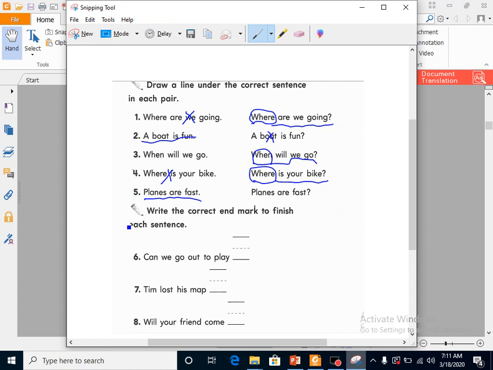Write the correct end mark to finish each sentence. So we will just have to put a mark at the end of each sentence. Period or question mark. Let's read number six. Can we go out to play? Can you answer this one? Yes, we can. Or no, we can't. So I can answer it.